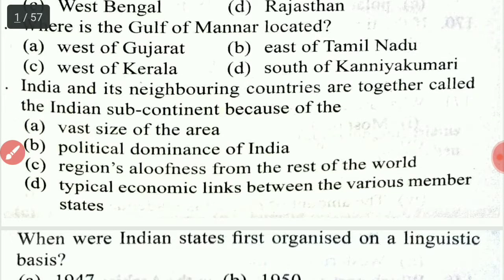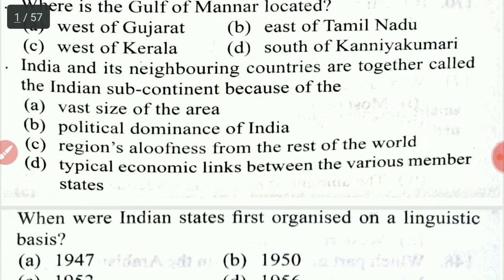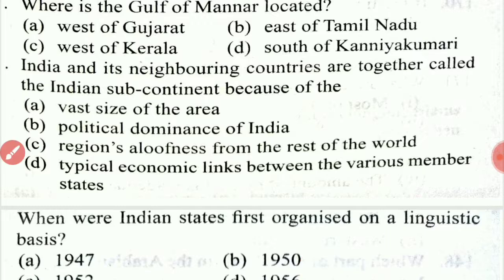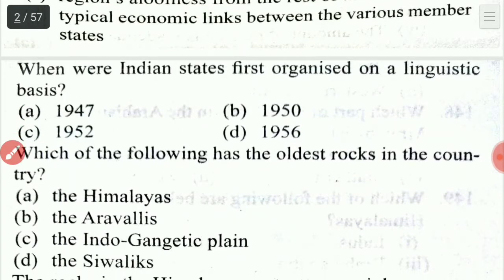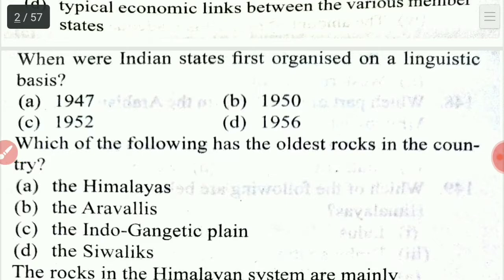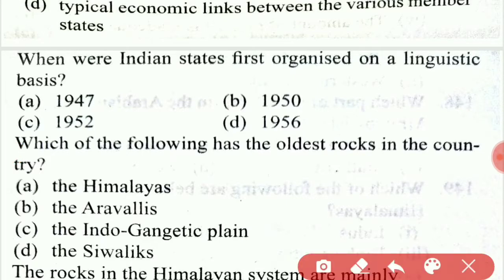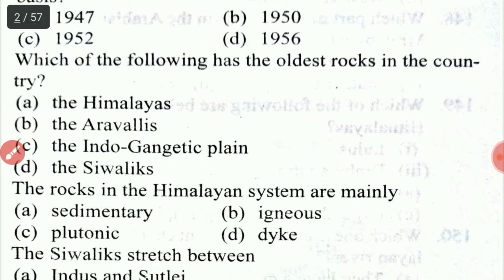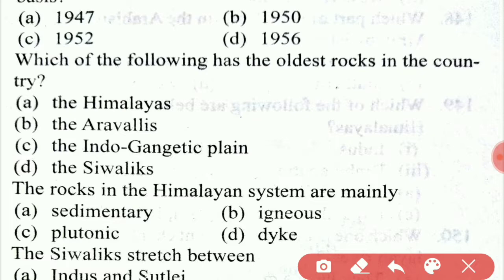India and its neighboring countries are together called the Indian subcontinent because of the region's aloofness from the rest of the world. Next, when were Indian states first organized on a linguistic basis? It is the year 1956. Which of the following has the oldest rock in the country? It is the Aravalli.